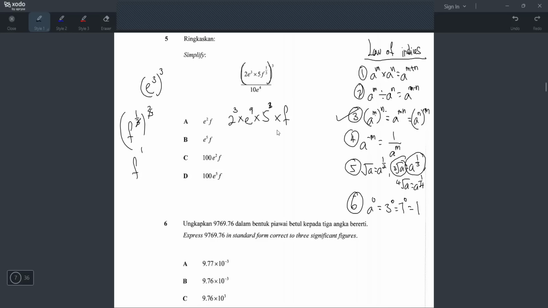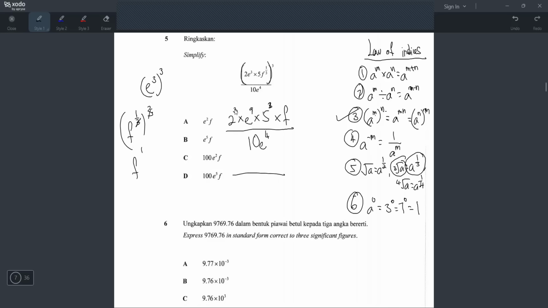And then the whole thing has to be divided by 10 e power 4. Now we can see that numbers can only be done with numbers, e can only be done with e, and f can only be done with f. So the numbers can only times with numbers, and then e can only divide with e, and then f can only be done with f.